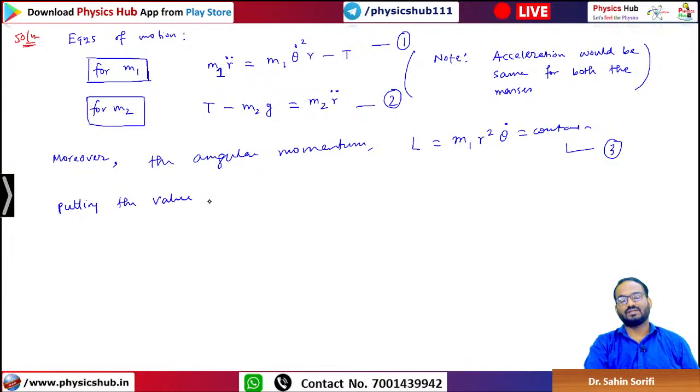Tension value is same, only the directions are changed. So putting the value of T from equation 2 into equation 1, we get.